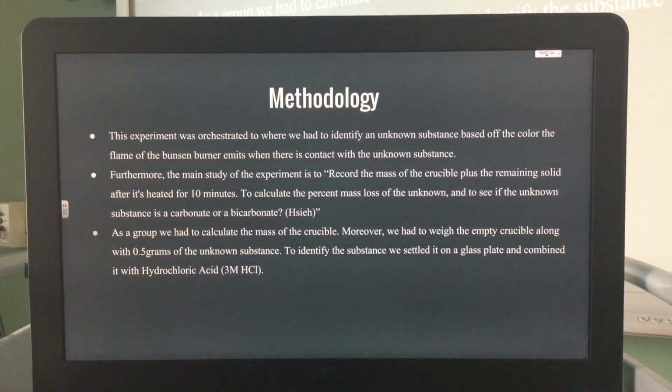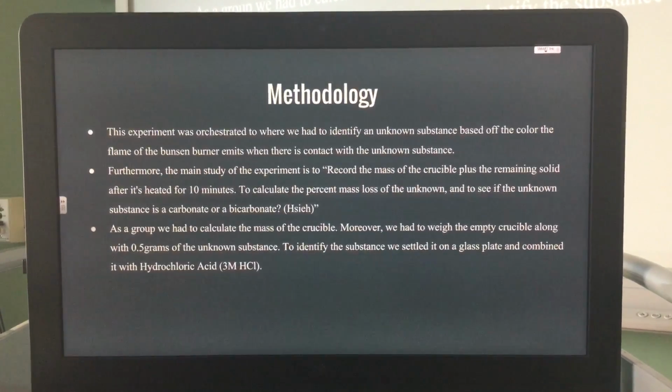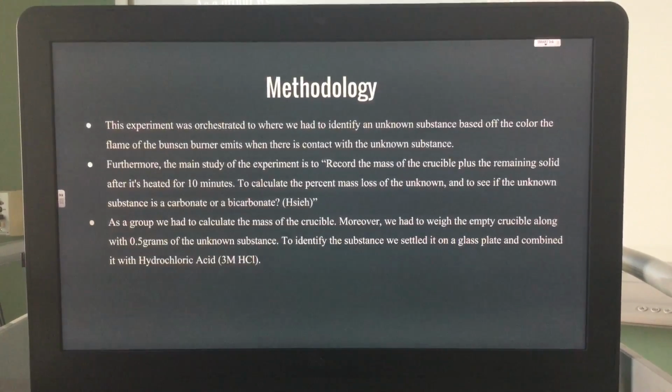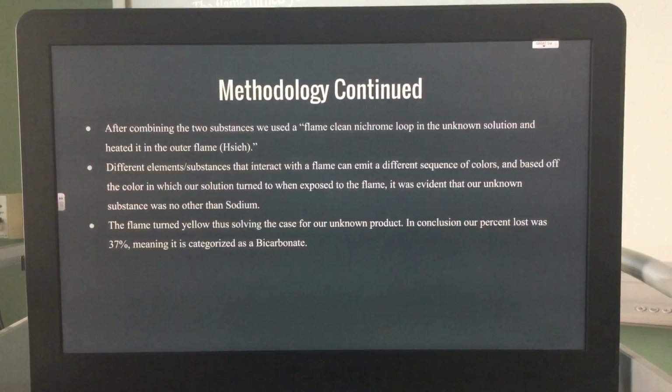As a group, we had to calculate the mass of the crucible. Moreover, we had to weigh the empty crucible along with 0.5 grams of the unknown substance. To identify the substance, we settled it in a glass plate and combined it with hydrochloric acid.